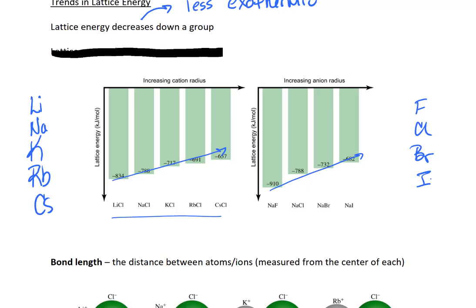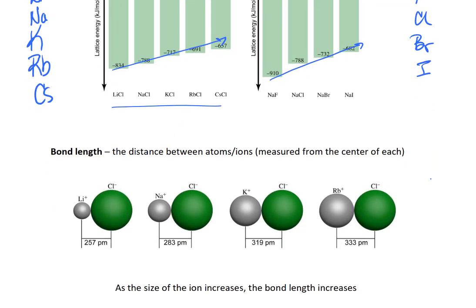So what's really happening here is that the bond length is changing. Bond length is the distance between, in this case, ions, and we're measuring from the center of each of these. So see how here we are at the center, here we are at the center, and we're measuring this distance. As the size of the ion increases, like from lithium chloride to sodium chloride, sodium is bigger than lithium, the bond length is increasing.